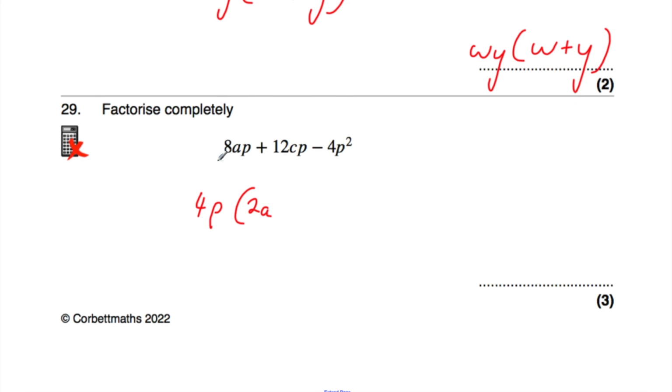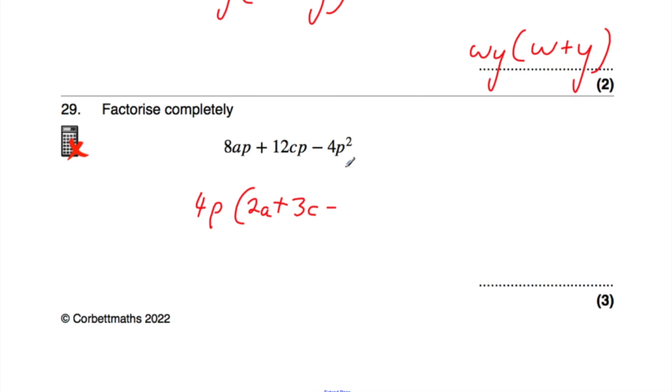4p times 2a is 8ap. Then we've got our plus sign. Then we had 12cp, we're dividing that by 4p, so 12 divided by 4 is 3. We've got our c, and we've taken our p out, so it would just be 3c. And let's just check that, 4p times 3c, 4 times 3 is 12, cp.